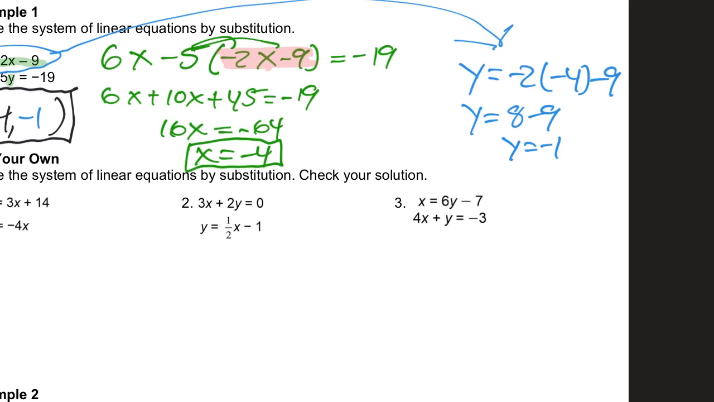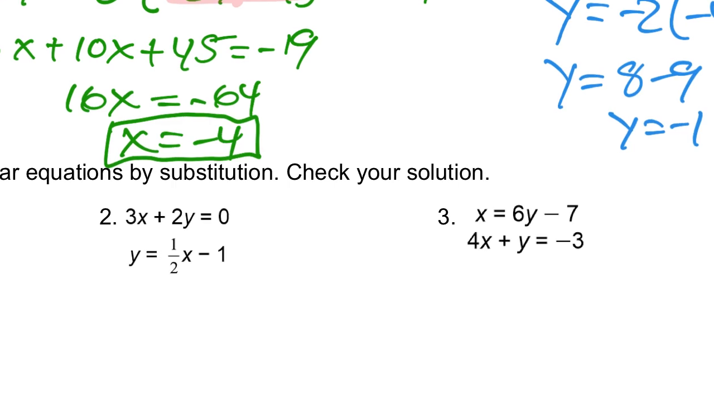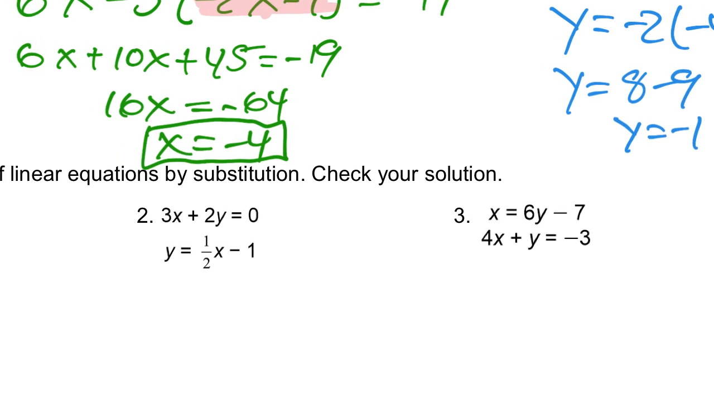Okay, and actually let's go ahead and do that really quick. I'm just going to zoom in here and make this really quick and easy. Let's go ahead and do a little check step here. I'm going to do 6 times negative 4 minus 5 times negative 1. Does it equal negative 19? I get negative 24 plus 5. Let me erase that really quick. There we go. Negative 24 plus 5 equals negative 19.